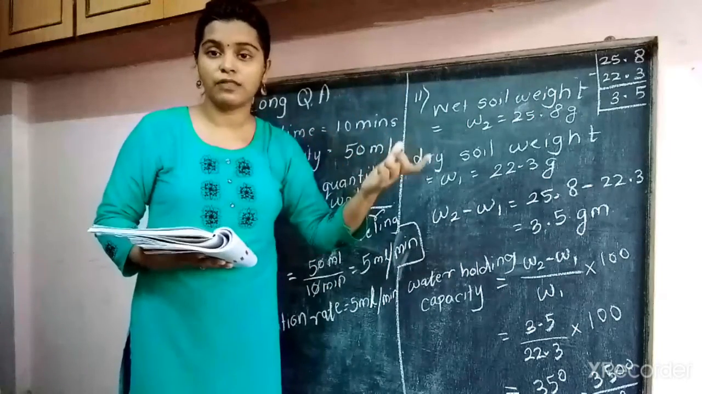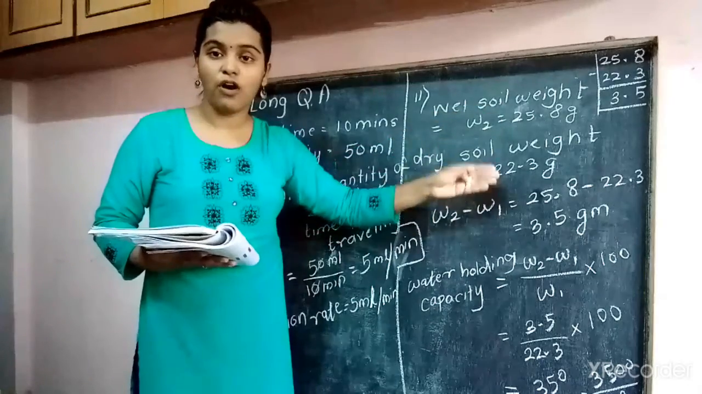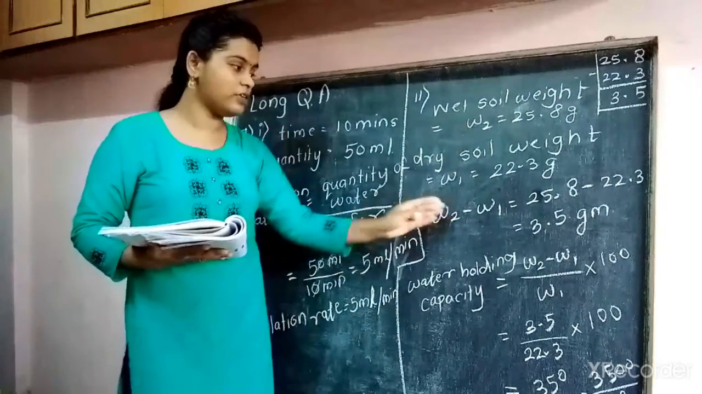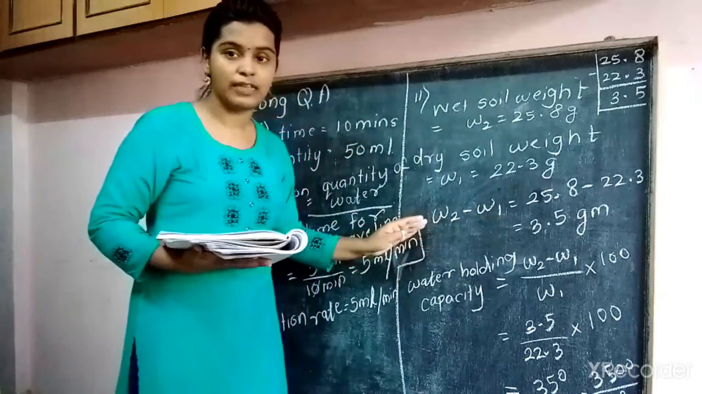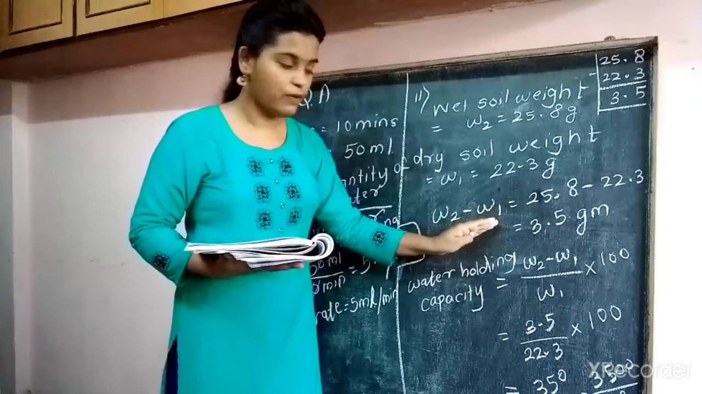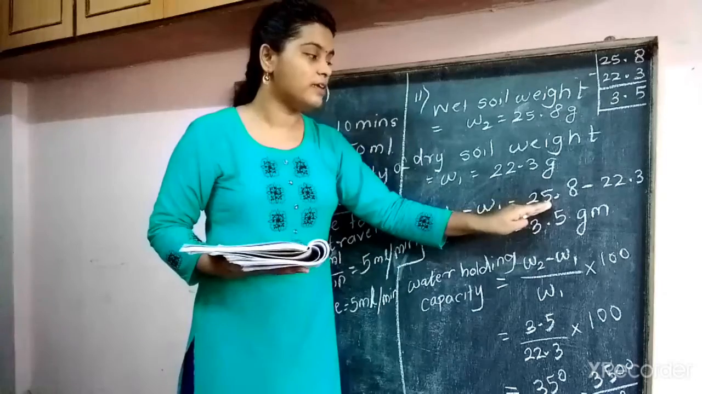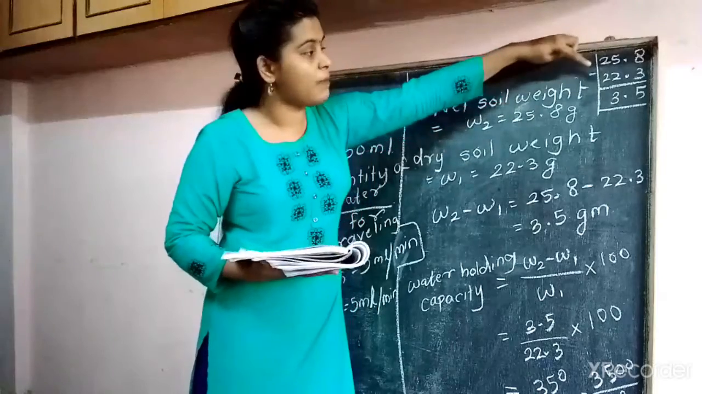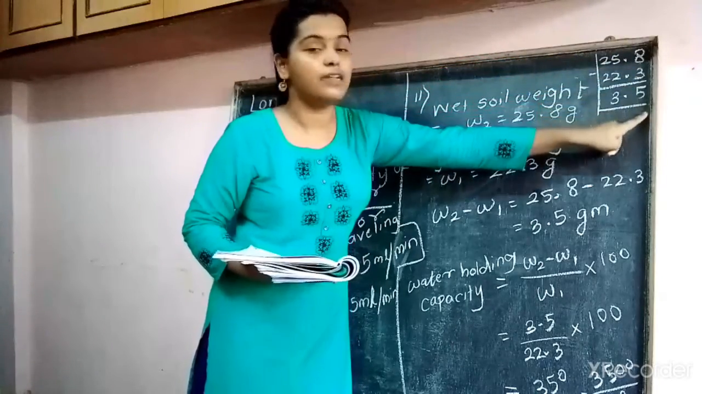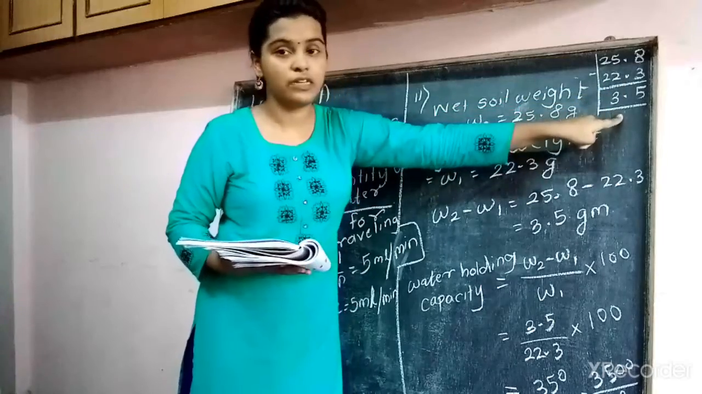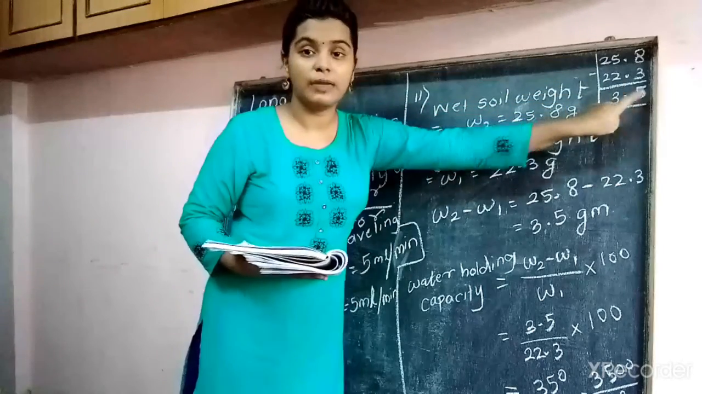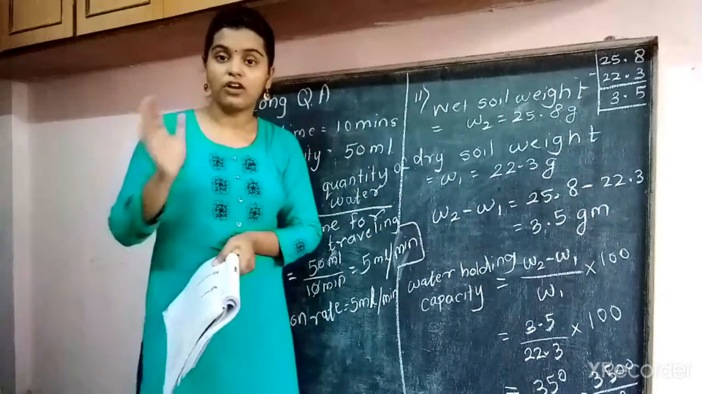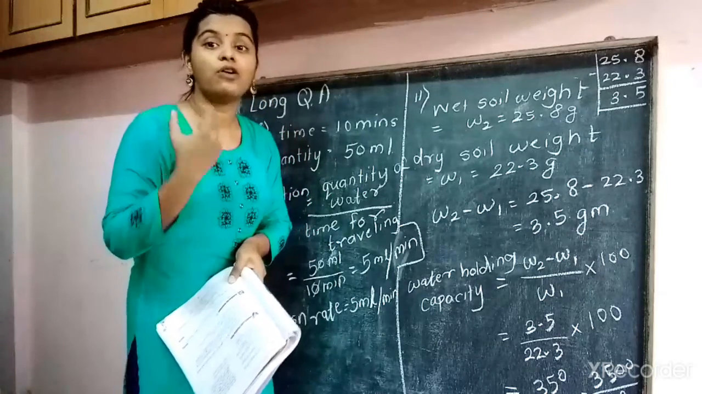Water is evaporated from this soil, and we have the residue of the initial and final soil. So what can we do? We can do subtraction: W2 minus W1, because W2 is the highest number and W1 is the lowest number. So W2 minus W1 is 25.8 minus 22.3. 8 minus 3, 5. 5 minus 2, 3. 2 minus 2, 0. So the difference is 3.5 gram. This is the quantity of water.